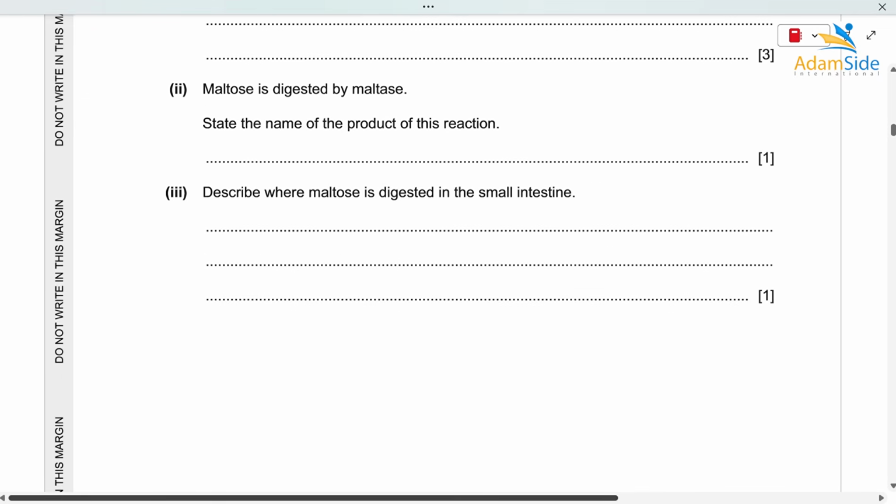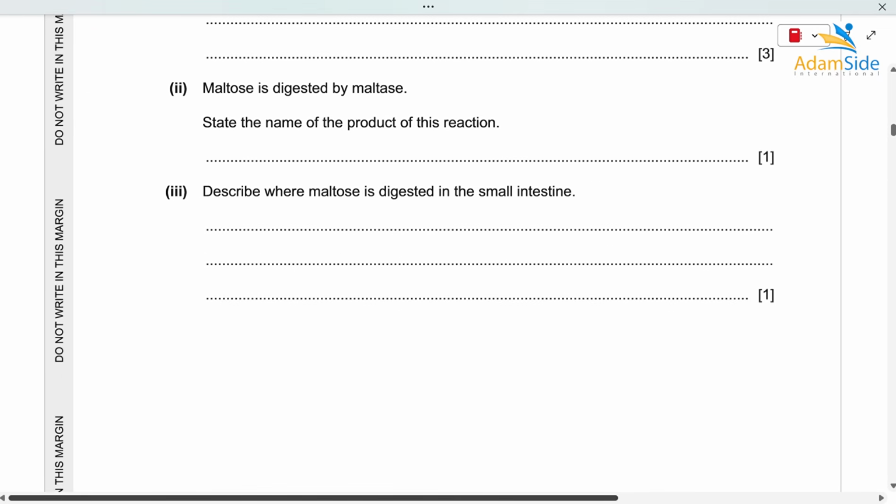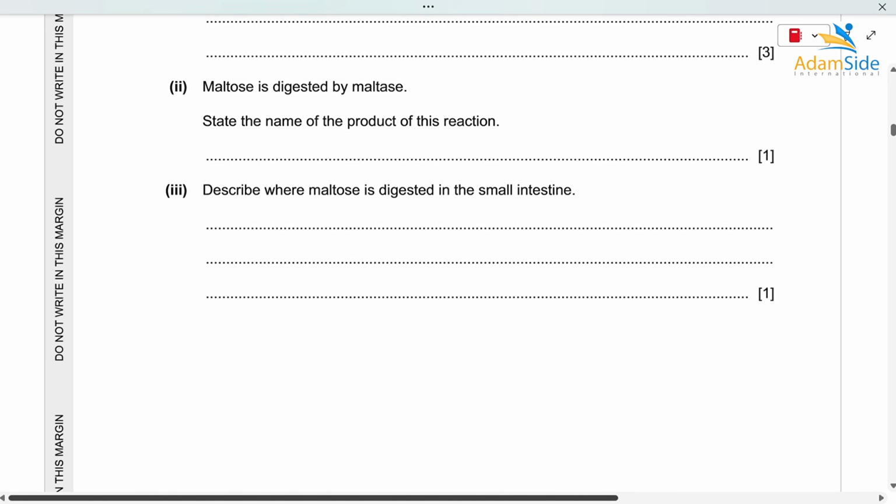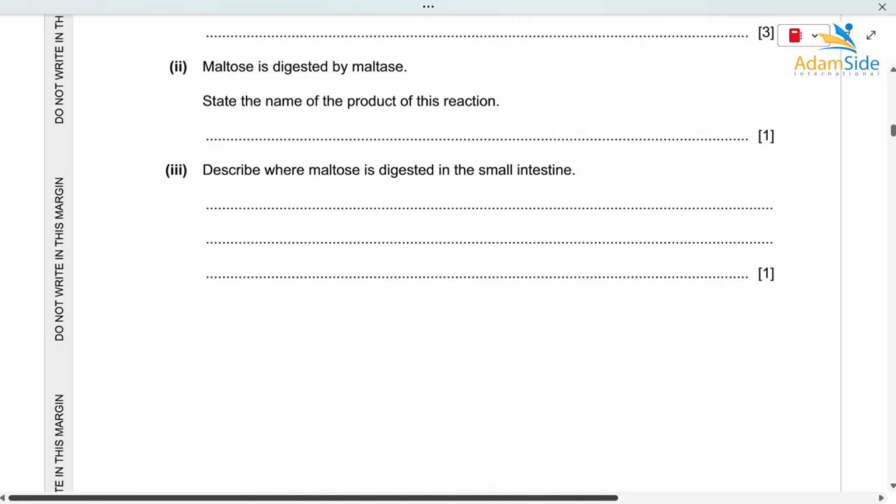Then maltose is digested by maltase. State the name of the product of this reaction. Alright, so maltose, when broken down, what we get is glucose. So we will state here glucose as the product of the reaction.